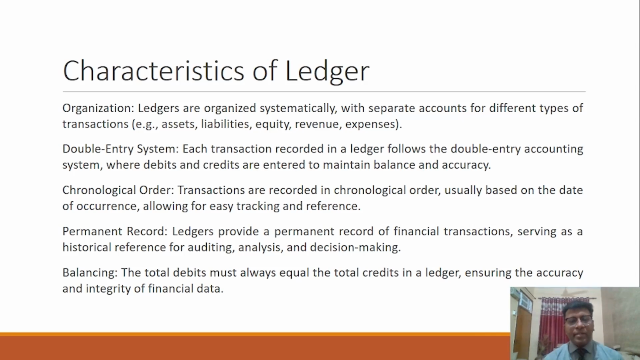Next one is the balancing. The total debits must always equal the total credits because this is the particular system under the double entry system, and from the very beginning you can check whether you have left any error or not. Because by mistake, if any transaction is left on the debit side and you take the total of debit and credit, there would be no match. So balancing is there under the ledger.